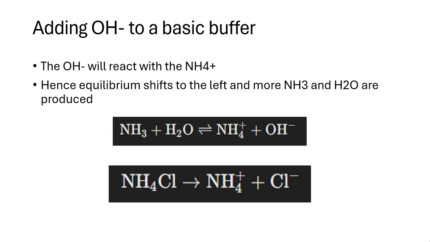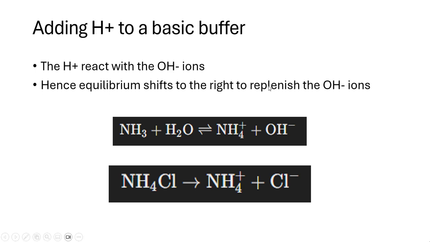It's the same with adding H plus to an acidic buffer. If you add an acid to an acidic buffer, it's the same situation. You need to increase the moles of the acid and decrease the moles of the conjugate base. You get me? Cool. You'll see in the questions anyway.